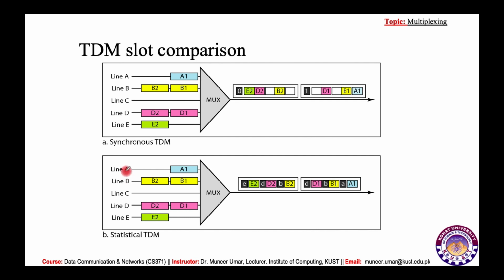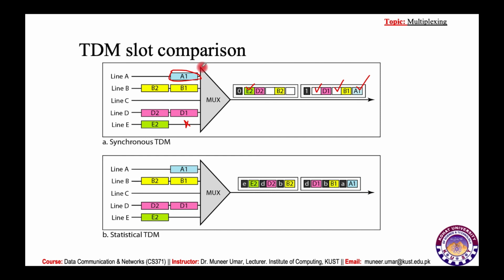This is the comparison between the synchronous TDM and statistical TDM. Now, if we look into the lines, here we have 5 lines. Line A is transmitting A1, only 1 block of data, B is transmitting 2 blocks, C is transmitting nothing, this one is idle. Now here A is given a time slot and this one got empty, but still it is assigned to C, and here to E, this one is empty because at this time it is not sending something. Later it sends E2, so next time this one is filled.